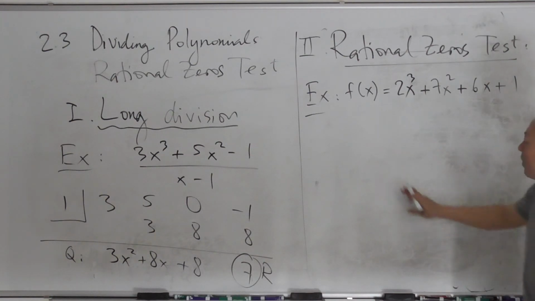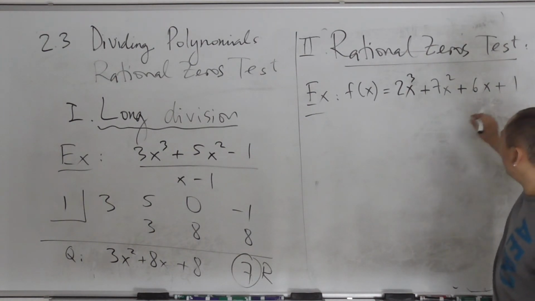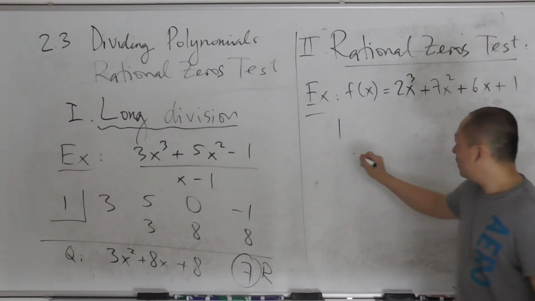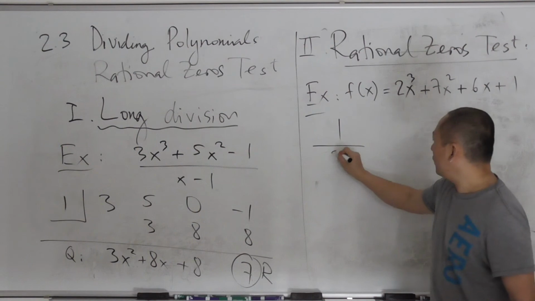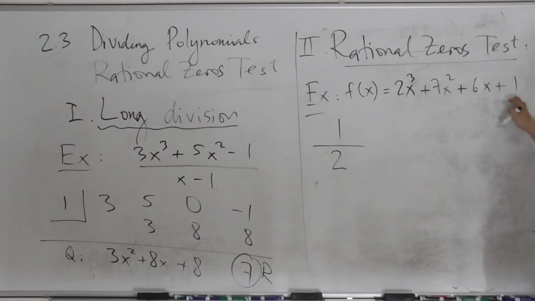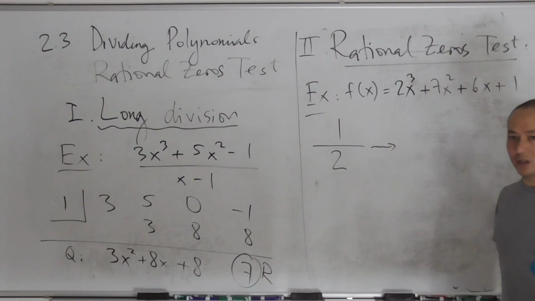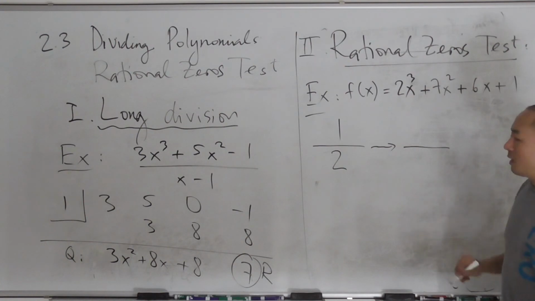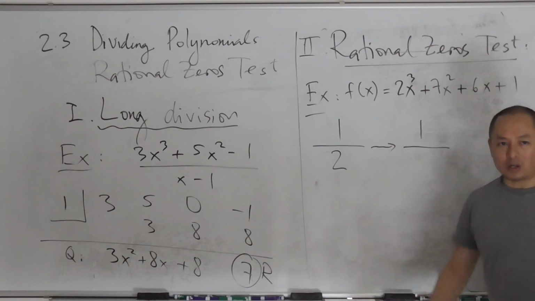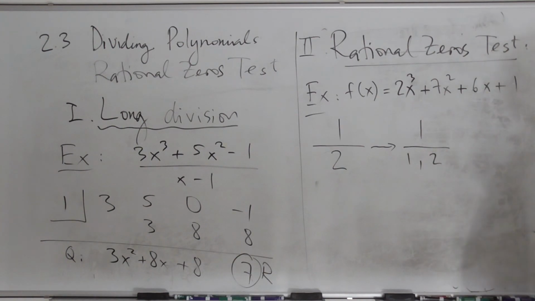And the test says this. You're going to take the last coefficient, 1, and make a ratio with the first coefficient, in this case 2. 1 over 2. Then you look for all the factors of the numerator and the denominator. 1 only has one factor, which is 1, and 2 has two factors, 1 and 2. So one number on the top, two numbers on the bottom, and you look for all the combinations of numerator over denominator. You have a list of fractions: 1 over 1, 1 over 2.